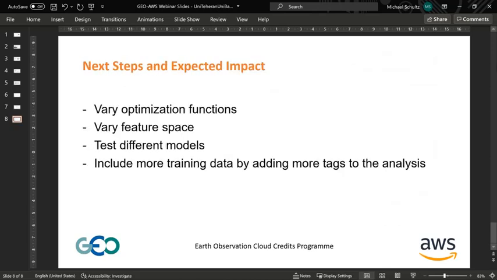Anyway, next steps: we want to vary optimization functions to deal with this noisy training data, vary the feature space, test different models, and include more training data by adding more tags.